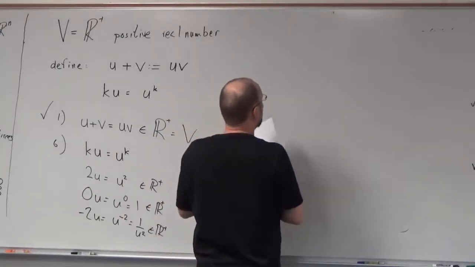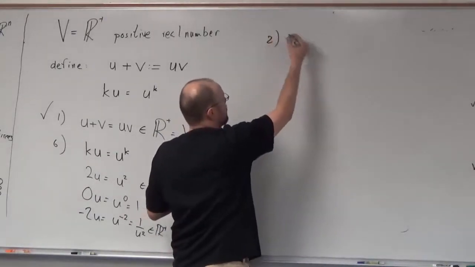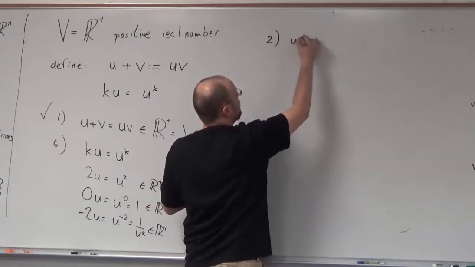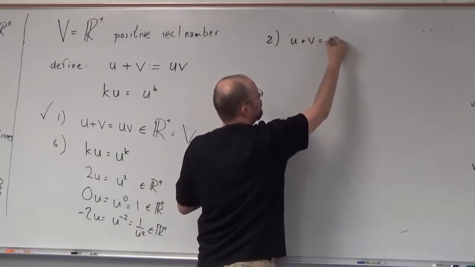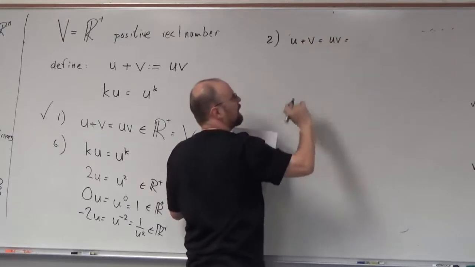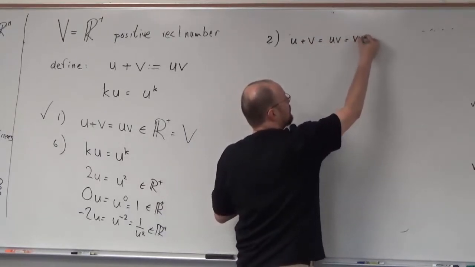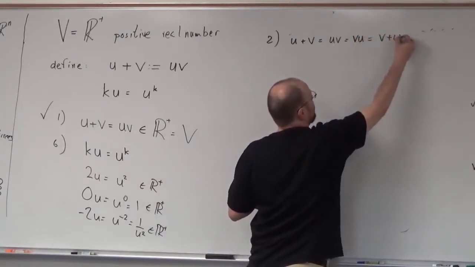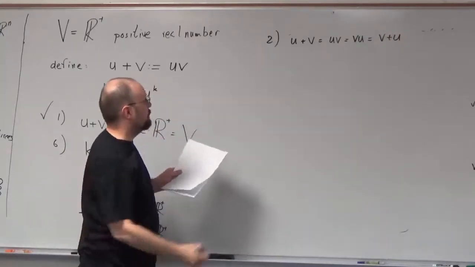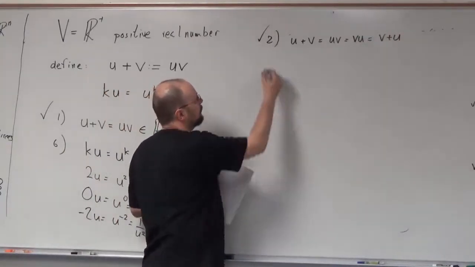So number 2, commutativity. u plus v is really u times v, and because we're multiplying numbers, this is the same as v times u, so that's v plus u. And that's for any two positive numbers, so that checks.